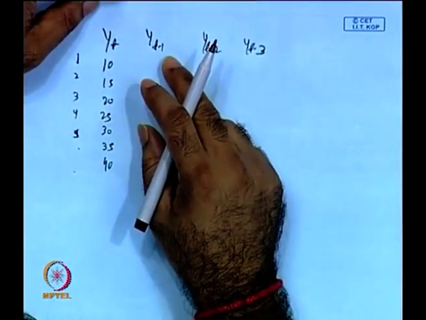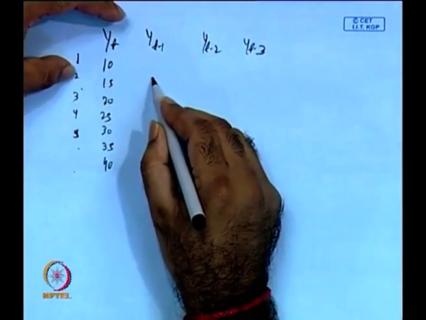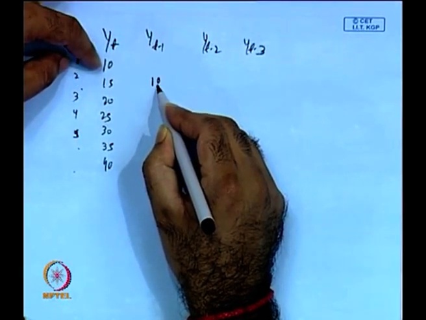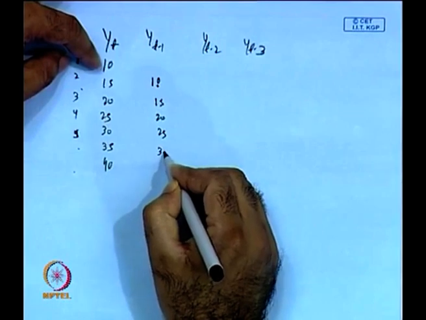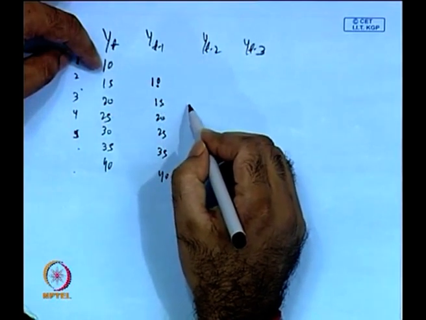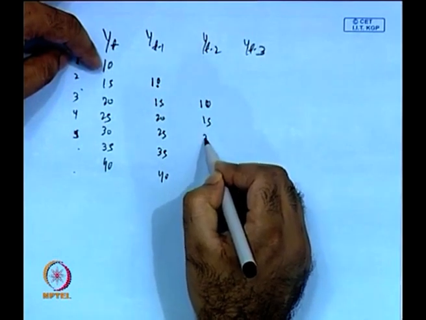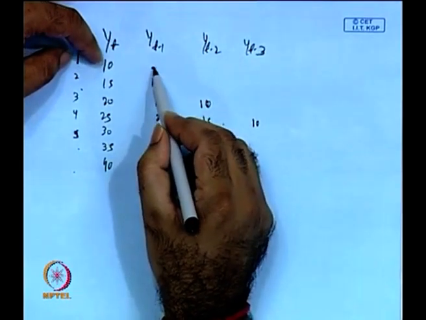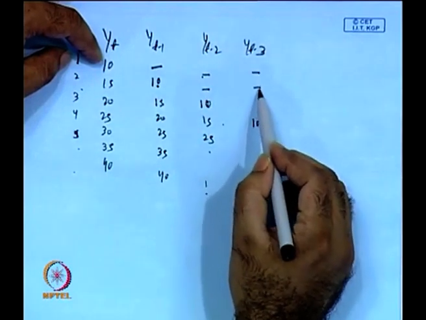So yt minus 1, for the first observation there is no such yt minus 1. So that means for the second one, this series will start from here. This will be yt minus 1. Okay, so this will be 10, then this will be 15, this will be 20, this will be 25, this will be 30, 35, then this will be 40. So this is how it will become. For yt minus 2, the 10 will come here only. Okay, so 10, 15, 25 will come here. For yt minus 3, the 10 will come here. So that means here we are losing one sample point, here we are losing two sample points, here we are losing three sample points.